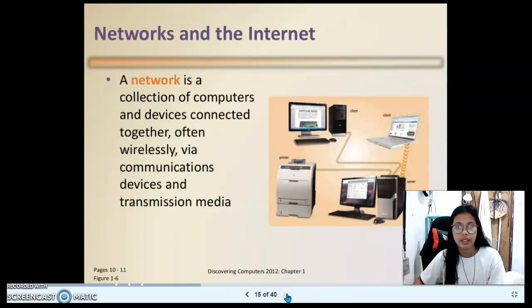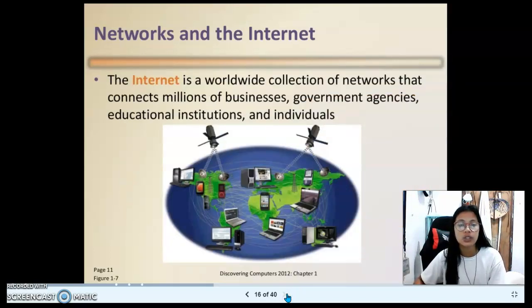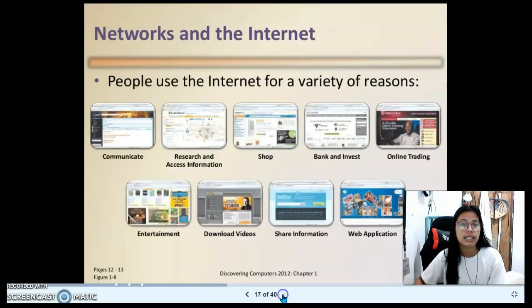Networks and the internet. A network is a collection of computers and devices connected together, often wirelessly, via communication devices and transmission media. The internet is a worldwide collection of networks that connects billions of businesses, governments, agencies, educational institutions, and individuals.